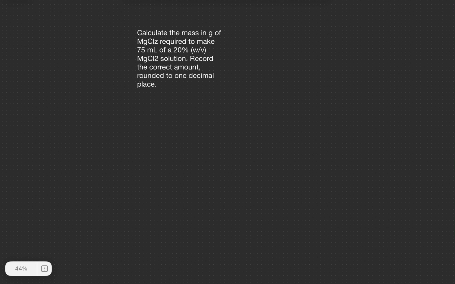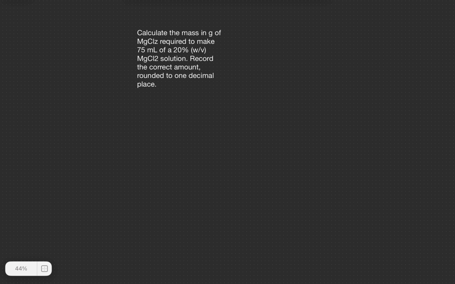So the next problem says calculate the mass in grams of magnesium chloride required to make 75 milliliters of a 20% weight over volume magnesium chloride solution. Record the correct amount rounded to one decimal place.